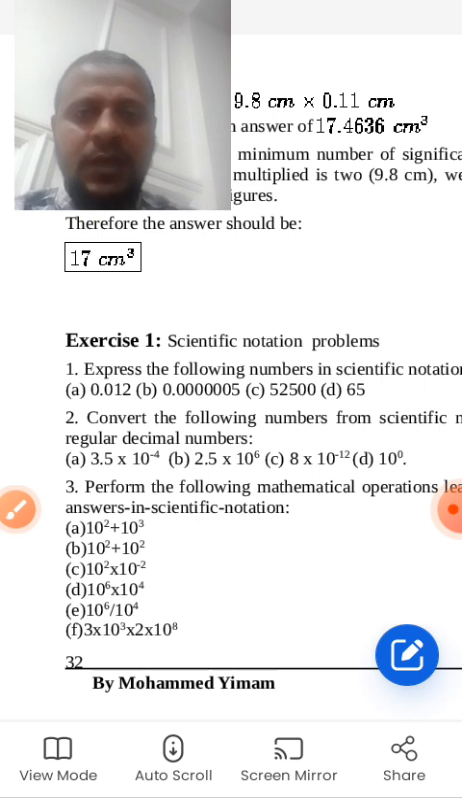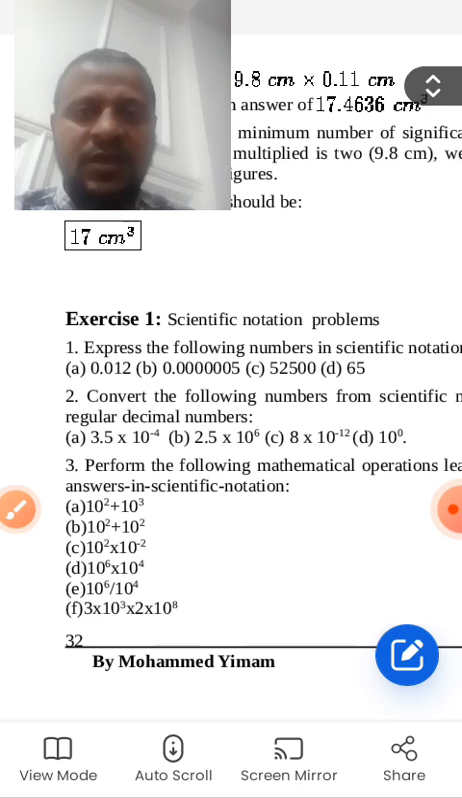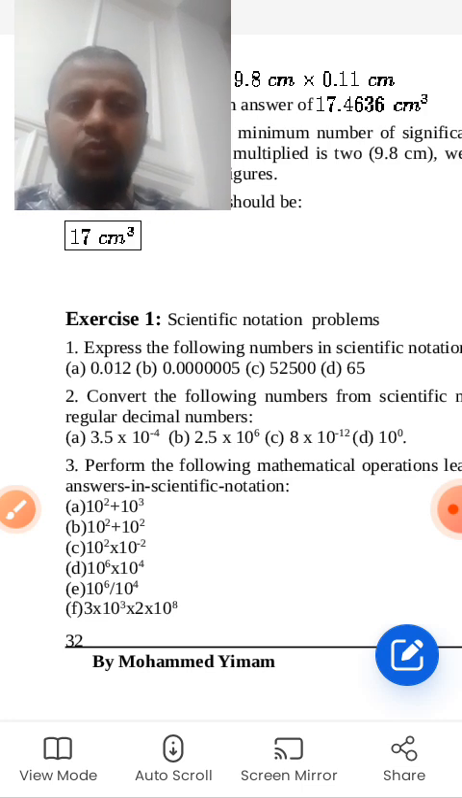Number 3. Perform the following mathematical operations, leaving your answers in scientific notation. A 10 raised to 2 plus 10 raised to 3, B 10 raised to 2 plus 10 raised to 2, C 10 raised to 2 times 10 raised to minus 2, D 10 raised to 6 times 10 raised to 4, E 10 raised to 6 over 10 raised to 4, F 3 times 10 raised to 3 times 2 times 10 raised to 8.